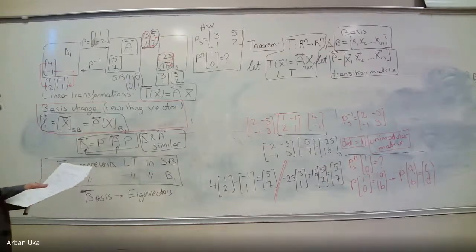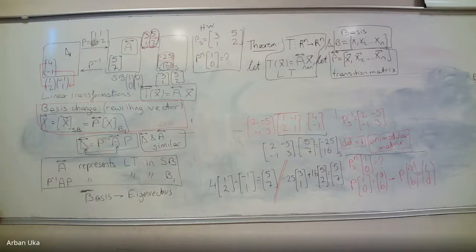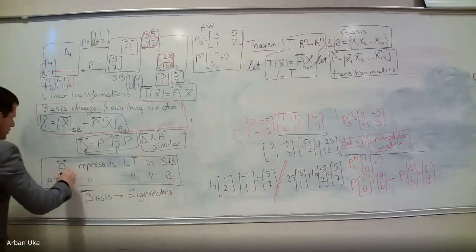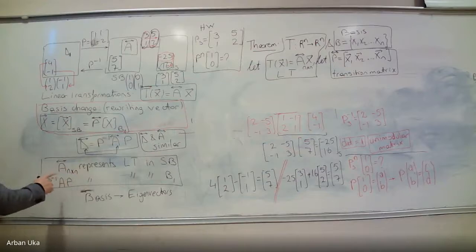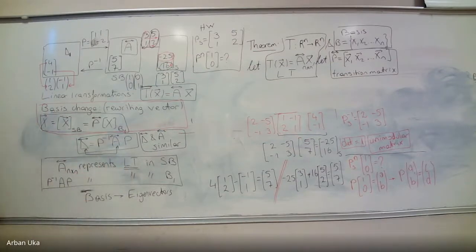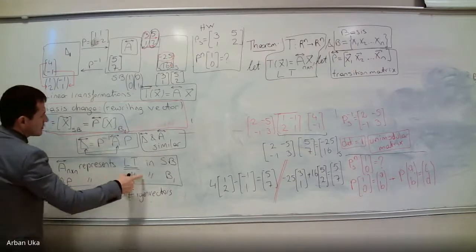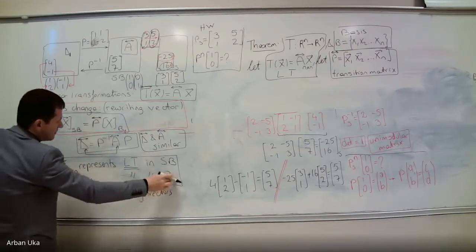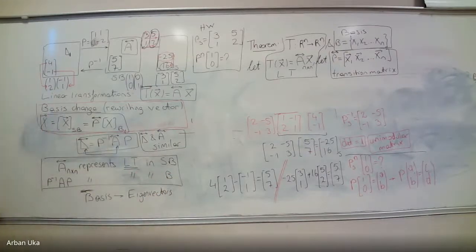Now, this is what the theorem is about, and the result will in fact be the following. The matrix A, which is a square matrix n by n, represents a linear transformation in the standard basis. And this other matrix P inverse A times P represents this linear transformation in basis B, or in any basis B. So this is what the theorem is stating.